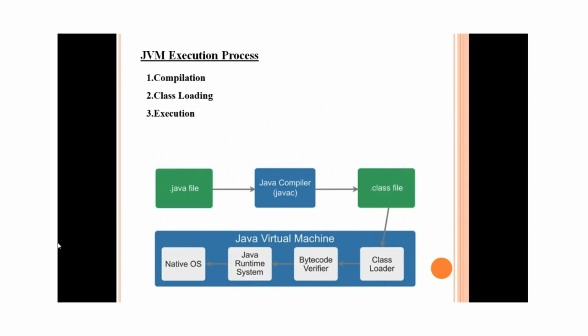The Java execution process is done in three stages: compilation, class loading, and execution. First, the .java file is sent to the Java compiler, javac, which returns a .class file, and this .class file is sent to the class loader. The class loader loads the bytecode, and the bytecode is verified. The verified bytecode is sent to the Java runtime system, and the Java runtime system sends the data to the native OS. This is the execution process of the Java Virtual Machine.